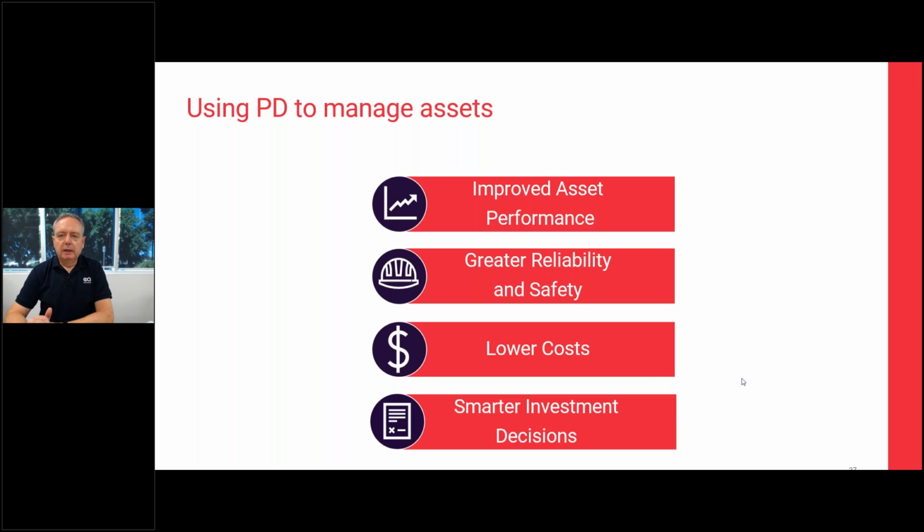Okay, so in summary, the application of partial discharge, whether it's periodic testing or monitoring, will improve your asset performance, and it will give you greater reliability and safety by reducing that probability of failure, enabling you to target your maintenance activity at the right time. And this will lower the cost. Obviously, the cost of intervening is much lower than the cost of fixing a problem when it occurs.